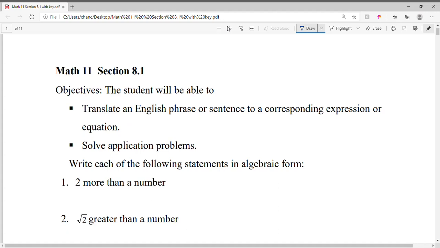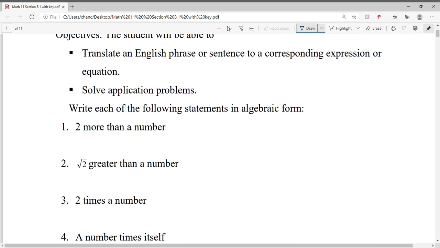Welcome to section 8.1. Today we will be able to translate an English phrase or sentence to a corresponding expression or equation. And we'll also solve some application problems, which is a fancy phrase for we're going to solve some word problems.